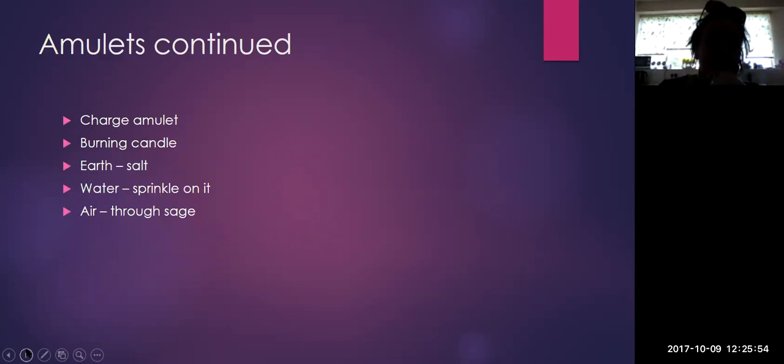And then we've talked about charging amulets, your brown candle. You can do it in salts and stuff like that. Sprinkle some salts on it or water on it and do it through the smoke with sage.